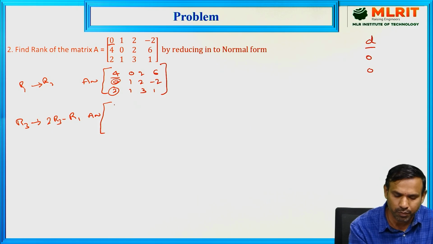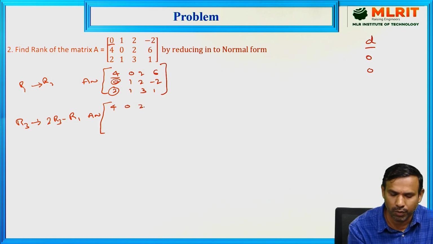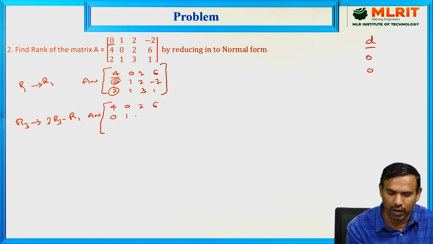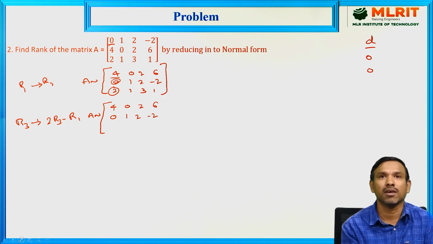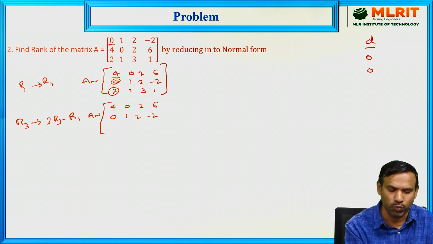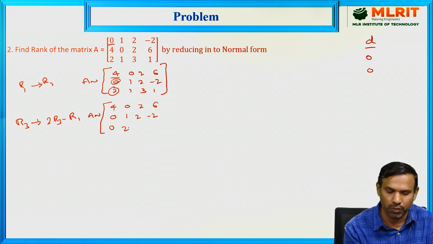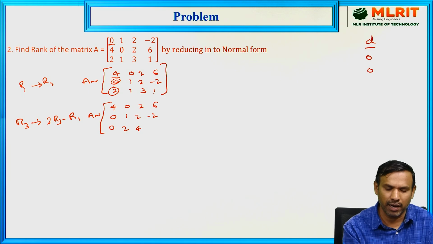4, 0, 2, 6. R1 no change. R2 is also already 0, no change: 0, 1, 2, minus 2. Which one are we changing? R3 we are changing. What is the R3 change? 2R3 minus R1. 2 into 2, 4. 4 minus 4, 0. 2 into 1, 2. 2 minus 0, 2. 2 into 3, 6. 6 minus 2, 4. 2 into 1, 2. 2 minus 6, minus 4.